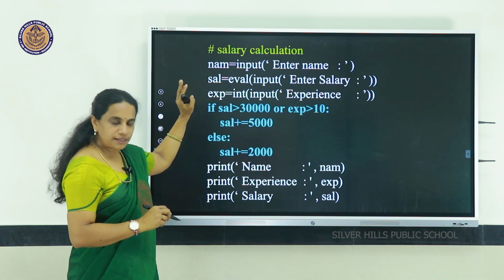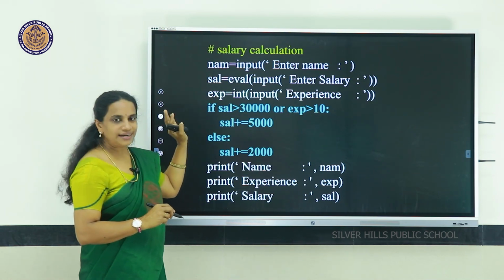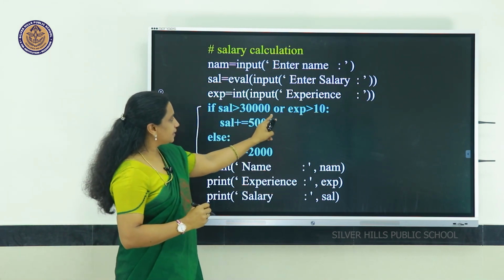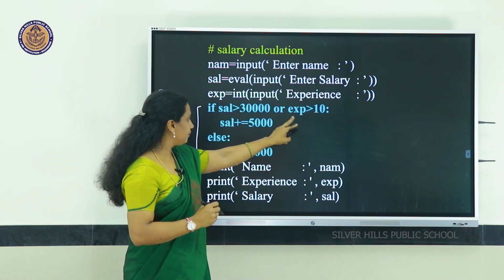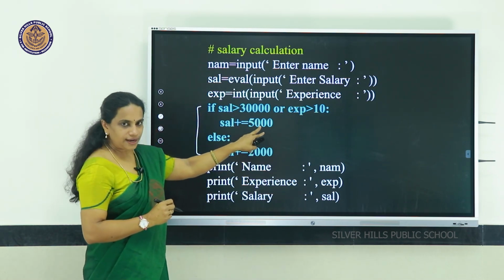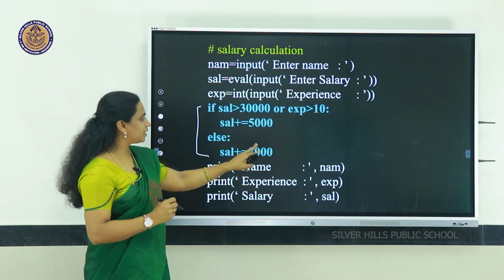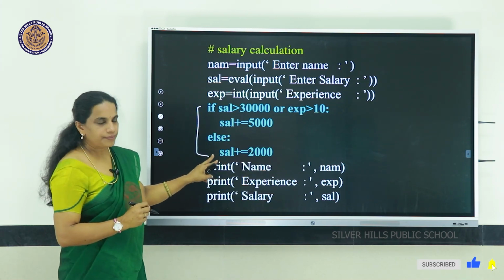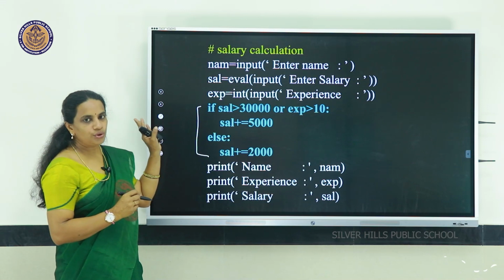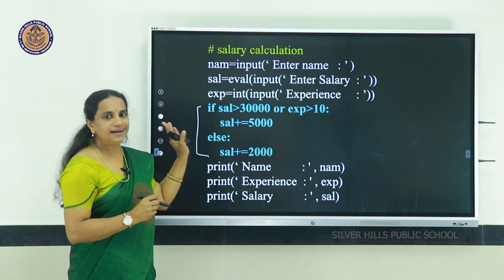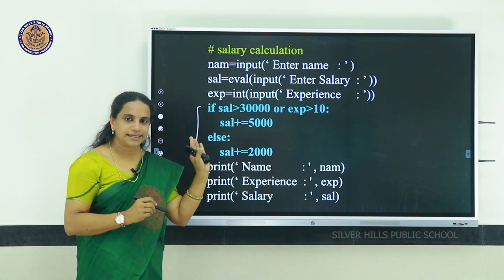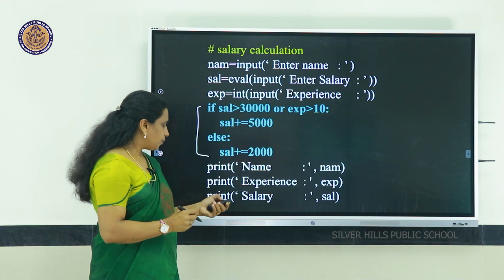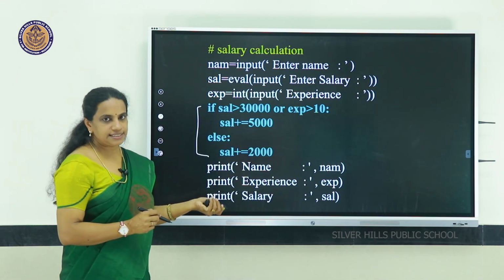Same as the previous program, we have to input all the details. There is a small change in the program logic. If salary is greater than 30,000 or experience is greater than 10, you have to increment the salary by 5,000, else you have to increment the salary by 2,000. It is an if else construct. In both places you have to use proper indentation. Indentation is a must, otherwise you will get an indentation error or syntax error. Okay. Now, after that you can print the details neatly.